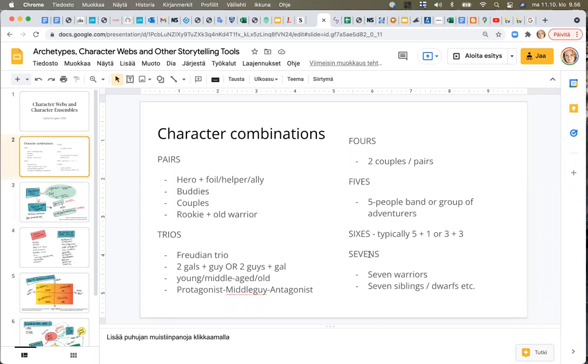Then we have sevens. You all remember probably Disney's version of Snow White and the Seven Dwarfs. Look at those, Seven Dwarfs.